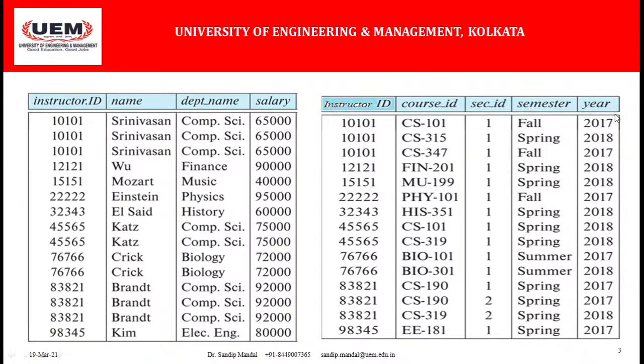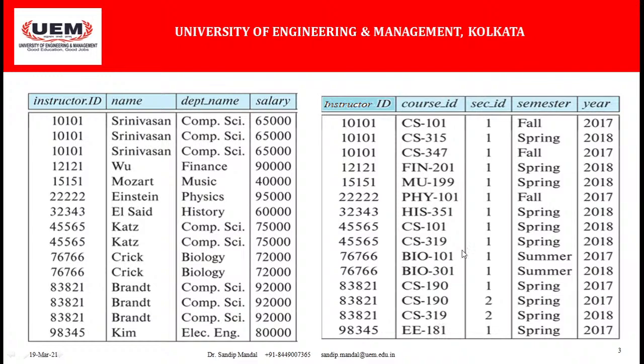for fall semester 2017, CS 101 is there, CS 347 is there, PHY 101 is there, these three courses are there. And from the spring 2018, CS 315 is there, FIN 201 is there, MA 199 is there, HIS 351 is there, CS 101, that is common in fall and spring, CS 190, and CS 319.